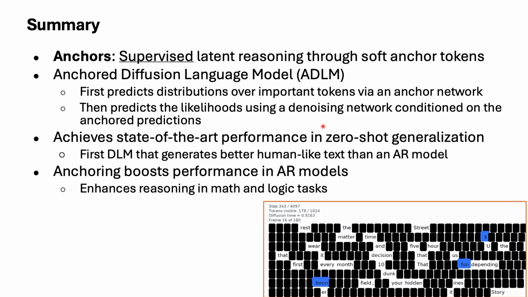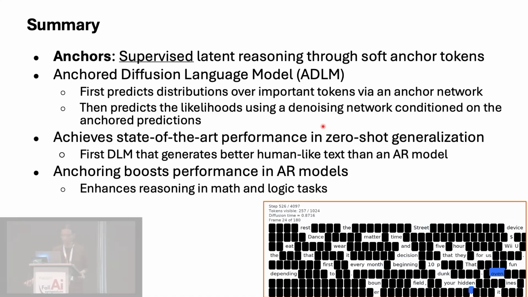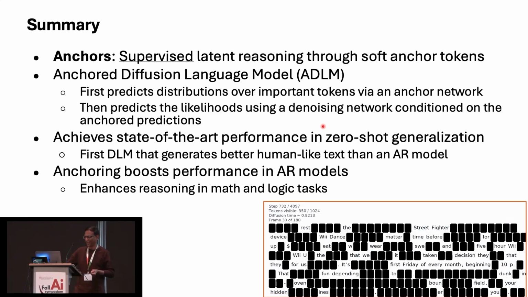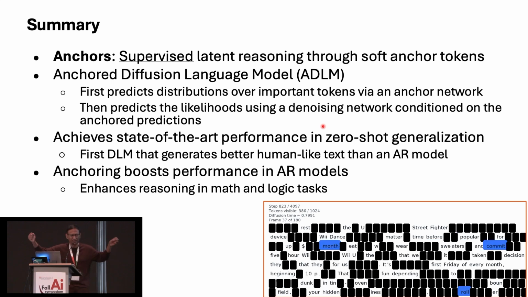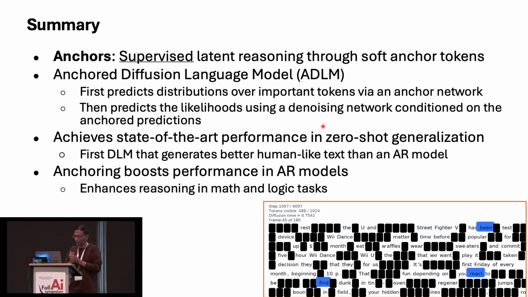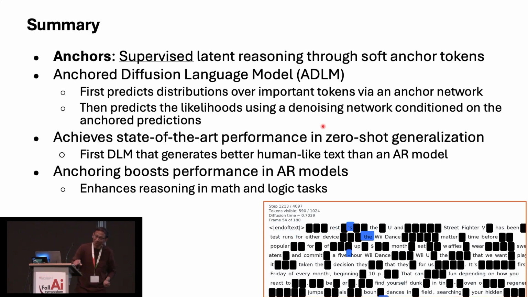So essentially, anchoring is a supervised latent reasoning through these soft anchor tokens. It first predicts distributions over important tokens via the anchor network, and then anchors on these things to actually decode tokens. So I'll stop at this point. Thank you for your attention.